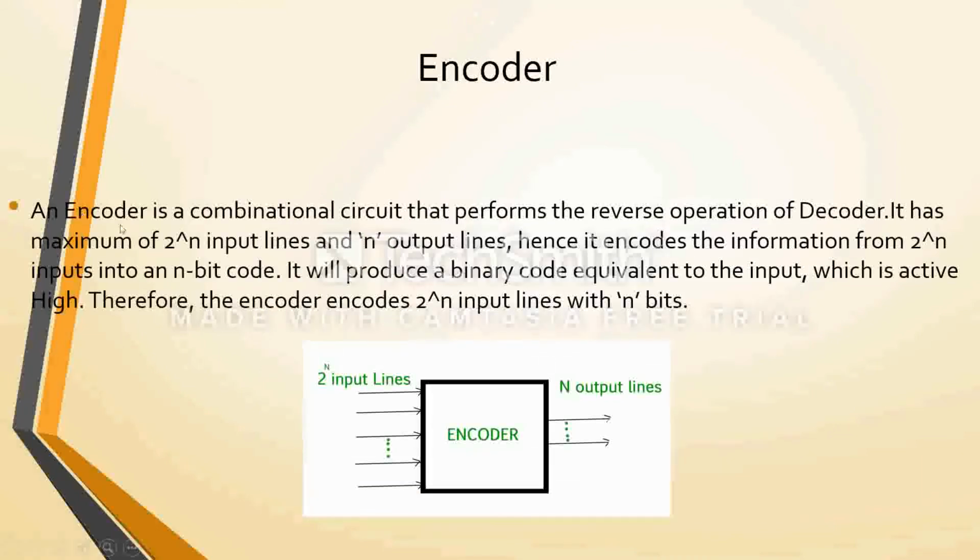Then coming to the encoder part. So this is how your encoder looks. Encoding means we are making the inputs compact. So if I have 2 to the power n input lines, then I am compacting it to n output lines. So what is the need for this? Usually the encoding process is used in order to hide the information.